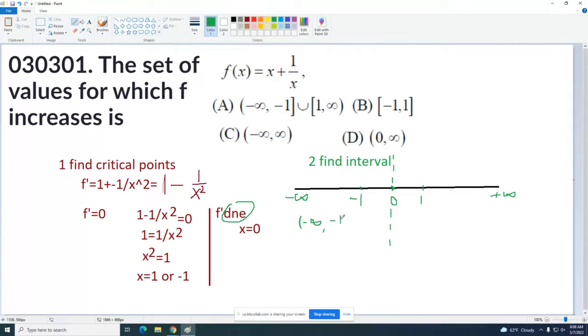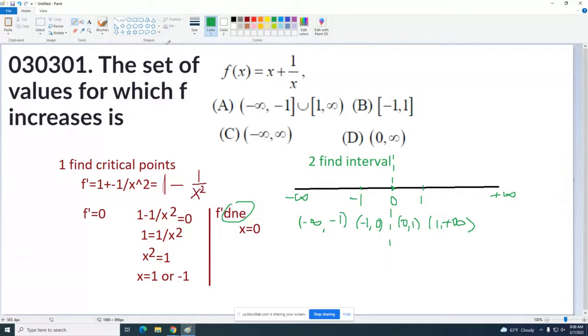That's the first piece of the number line. And then we have -1 to 0. Then we have 0 to 1. And we have 1 to infinity. So those are the 4 intervals. We just want to find whether it is increasing or decreasing on each interval.